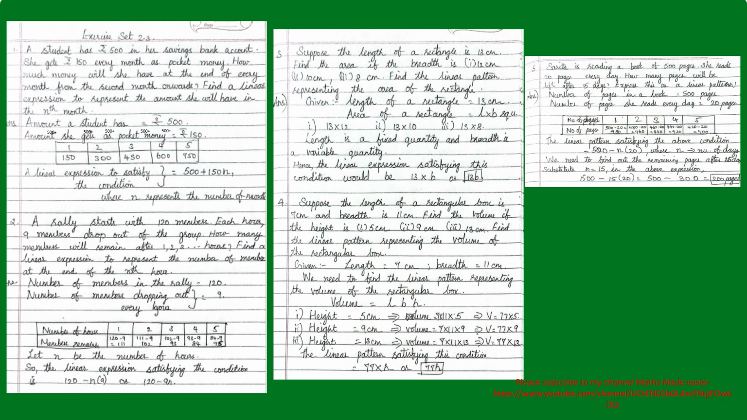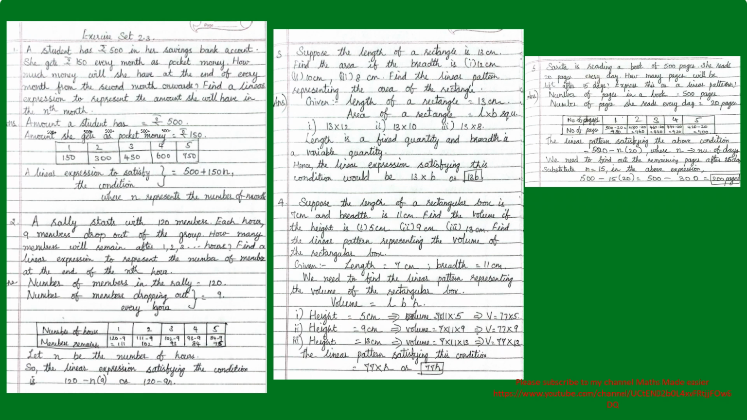Question number 2. A rally starts with 120 members. Each hour, 9 members drop out of the group. How many members will remain after the first, second, and third hours? Find a linear expression to represent the number of members at the end of the nth hour.